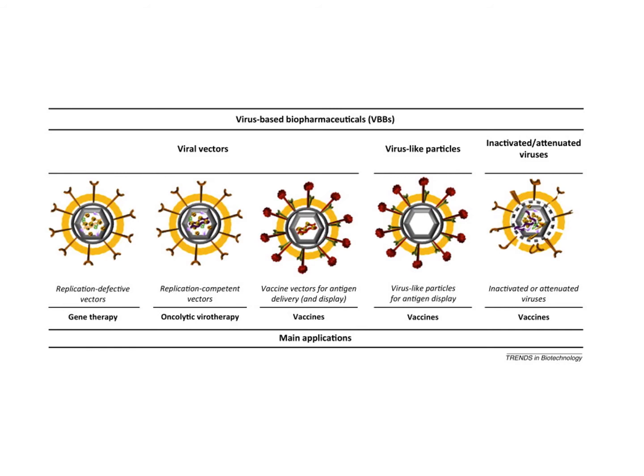This is just a diagram to show the differentiation between the viral platforms. For example, the replication-defective vector, which is used for gene therapy, and replication-competent vectors. Later we will see how we can design the virus to act as a drug on its own for cancer, oncolytic viral therapy. And then we have a virus that acts as a delivery platform for antigen delivery in the form of vaccines.